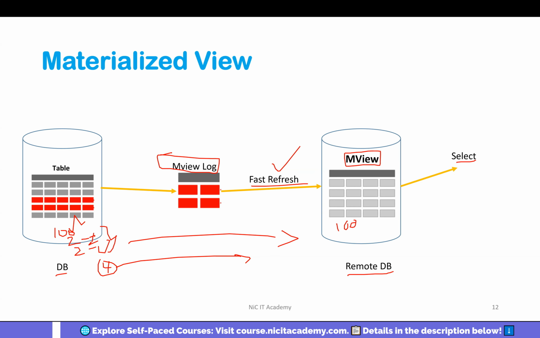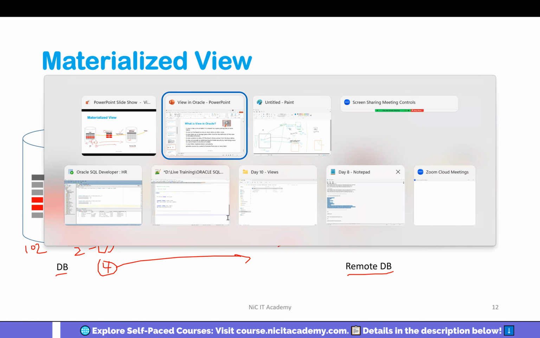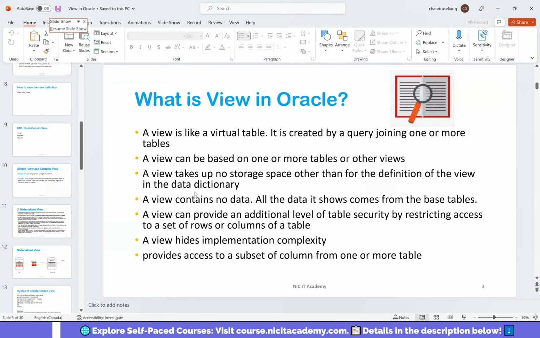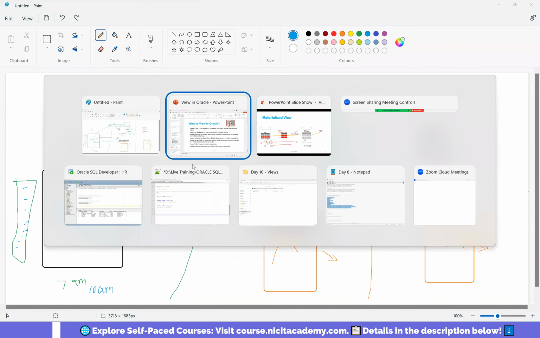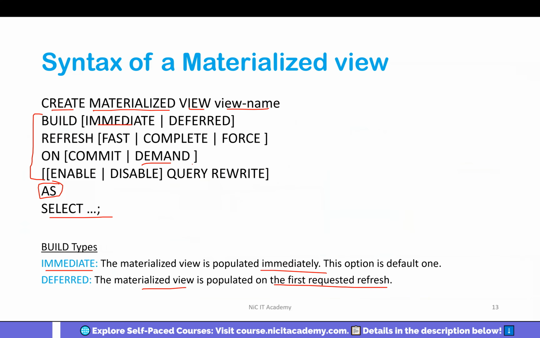So if you have 100 records and 2 records got inserted, totally you have one or 2 records. One more time, all the 1 or 2 records will get refreshed here. That is time taking, right? So you should not go in that way. That's what you will go for, the fast refresh and complete refresh.